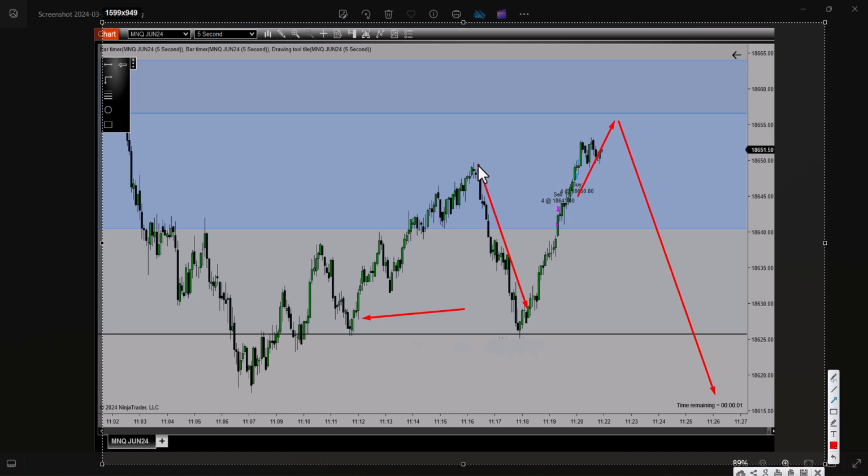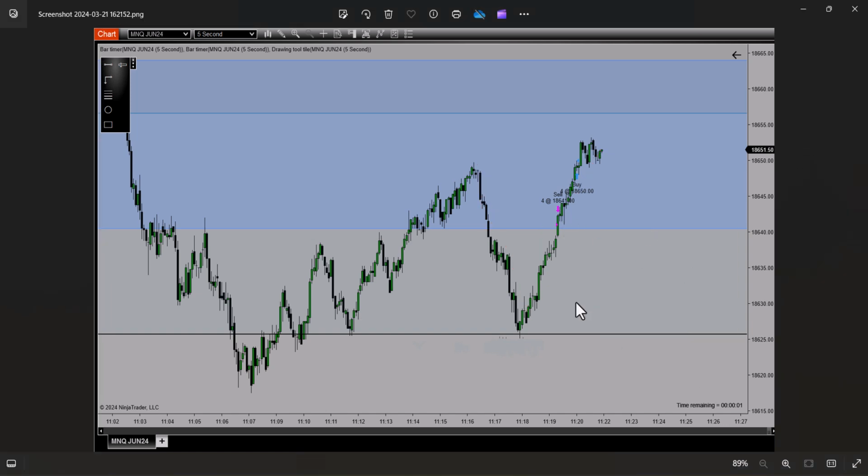I broke the rules here. I should have entered if price gave me a retracement. Price didn't give me a retracement, so there is no reason to enter from here, right? So this is the last example, and this is the end of this video.